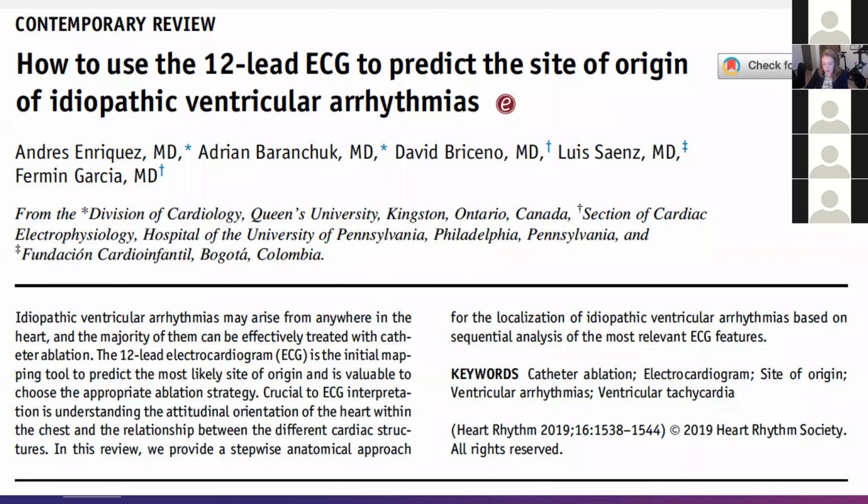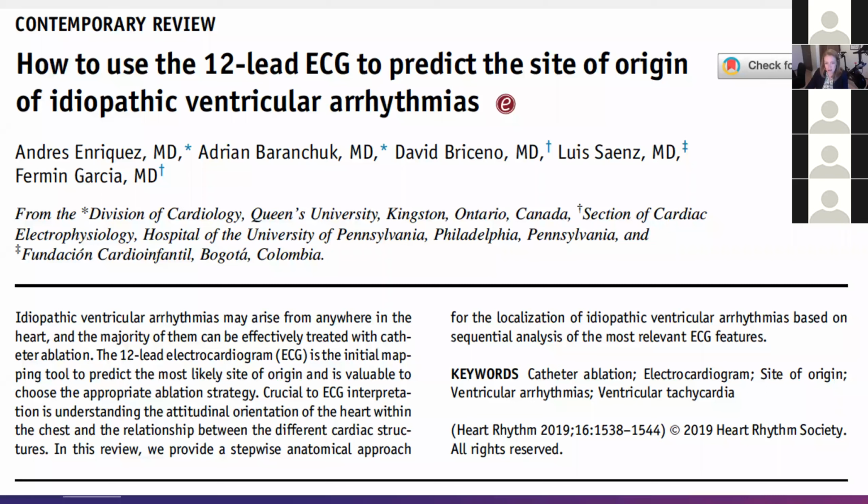So I rarely put these full abstracts here, but I think this is really one of those that deserves a look. If you haven't spent time reading this article, it came out last year in Heart Rhythm Society, how to use the 12-lead EKG to predict the site of origin of idiopathic VTs. In all honesty, if you follow me on Twitter, sometimes I get into Twitter wars about this. The EKG is really important in mapping arrhythmias. It's really important in identifying potential exits of ventricular tachycardias.